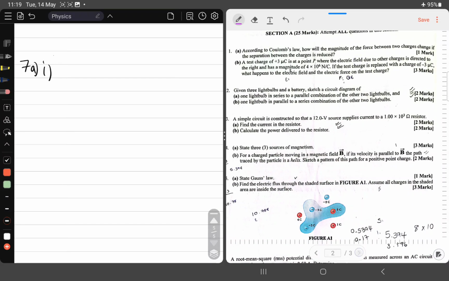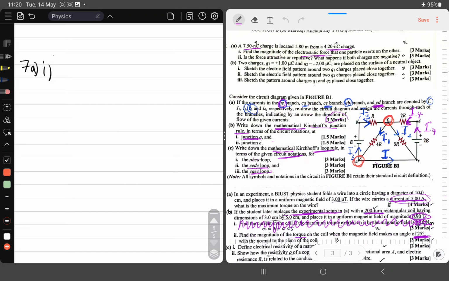What is the question saying here? It's saying a 7 nanocoulomb charge, and so on. Find the magnitude of force that one particle exerts on another. Okay, so this is Coulomb's law. It's not QE, because either we are using QE or we are using Coulomb. So it's going to be KE Q1 Q2 over R squared. We can say R12, the distance between 1 and 2.